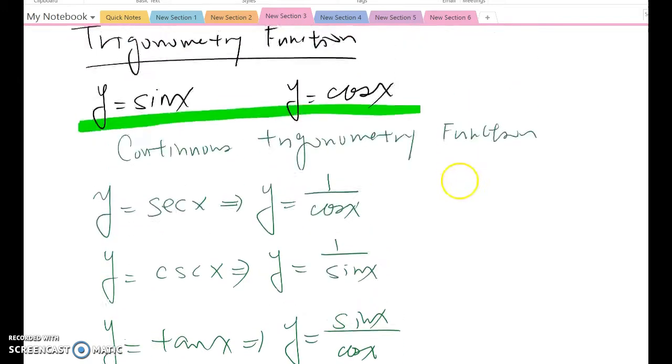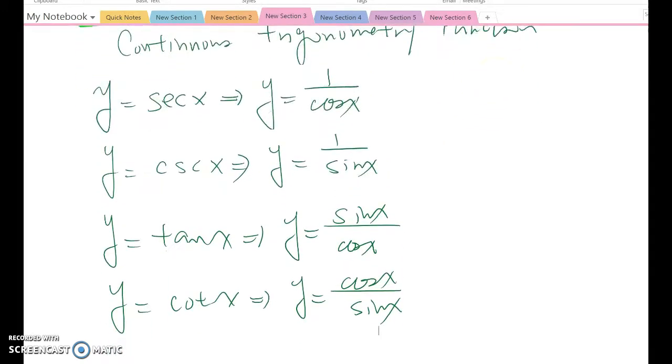So as you see, all the other four trigonometry functions have kind of an interval, which is set up by the vertical asymptote. So, in order to explain the vertical asymptote for each trigonometry function, I'm going to explain about the unit circle.